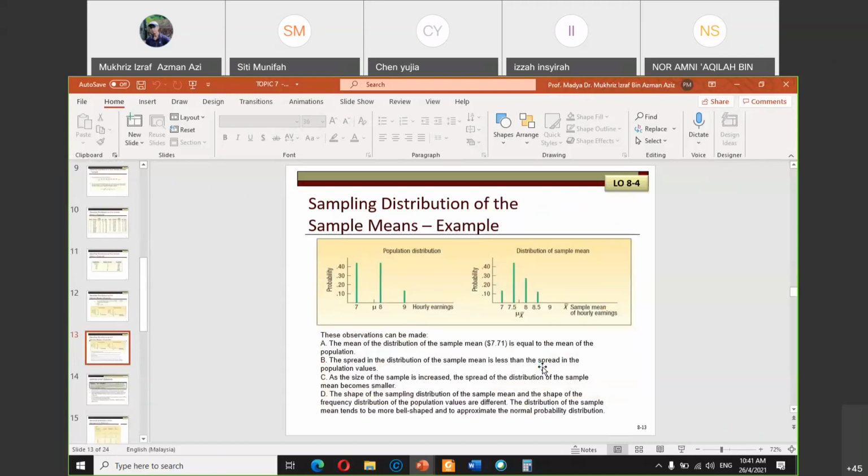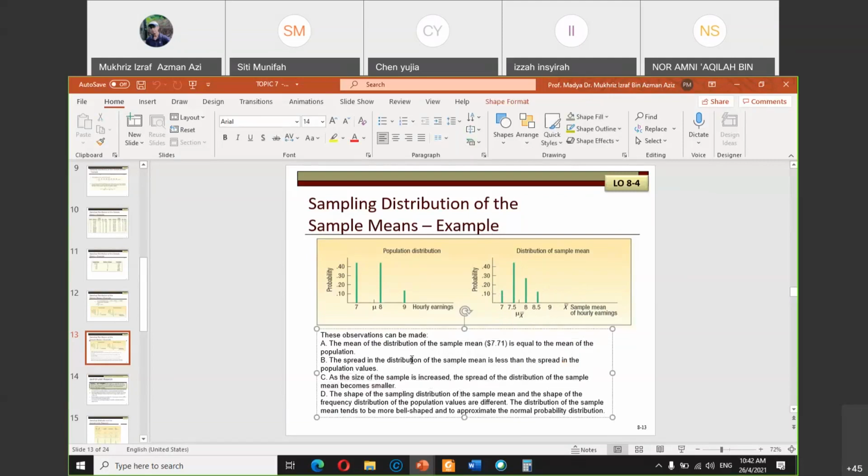The idea of the sampling distribution is that the spread of the mean is less than the spread of the population. When you take samples, the distribution from the sample will represent more like a normal distribution. And the idea of increasing the sample size.